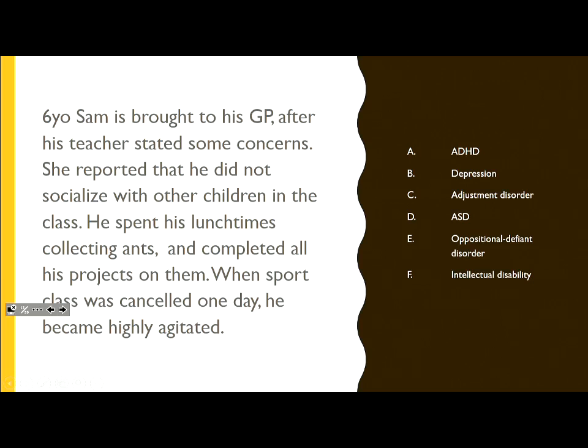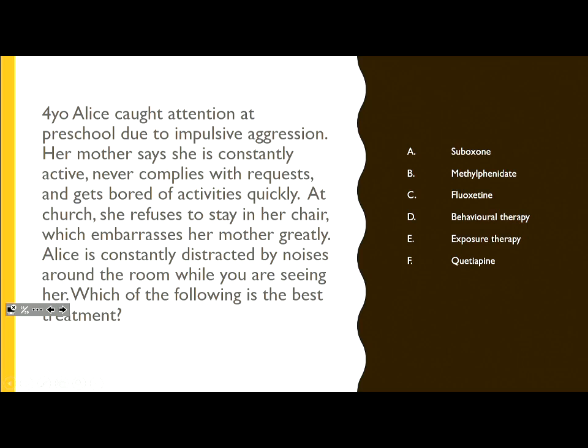Right. Four-year-old Alice caught attention at preschool due to impulsive aggression. Her mother says she is constantly active, never complies with requests, and gets bored of activities quickly. At church, she refuses to stay in her chair, which embarrasses her mother greatly. Alice is constantly distracted by noises around the room whilst you are seeing her. Which of the following is the best treatment?